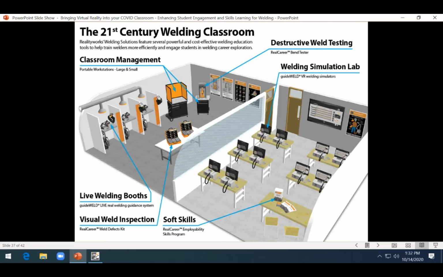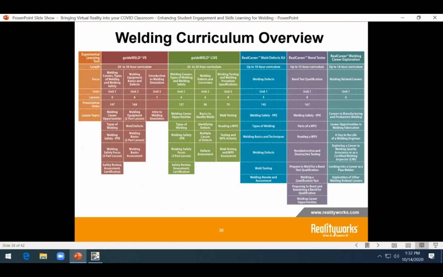Again, part of this, and these are all available for free online at our website. This welding curriculum can be used right now whether or not you have our virtual welding machine. All of this curriculum is helpful because it gives that remote access, helping them understand careers, types of welding, welding safety, equipment, welding defects, and different types of destructive testing. All of that is available on our website because of COVID-19, so you can go there and get that curriculum.